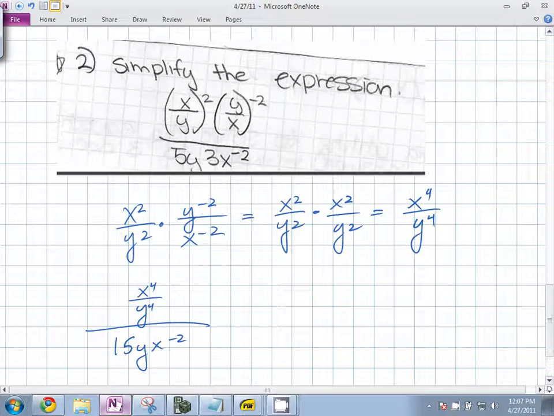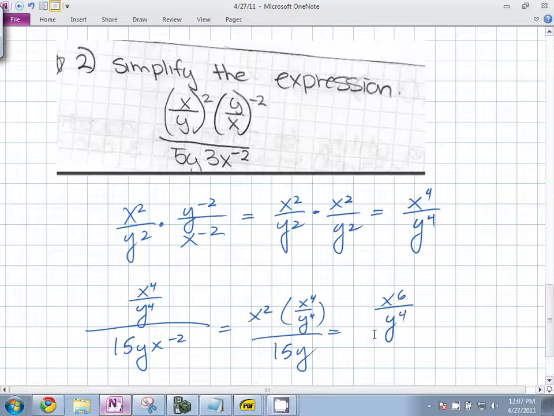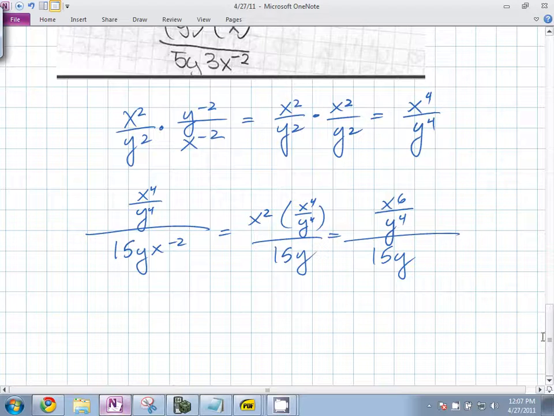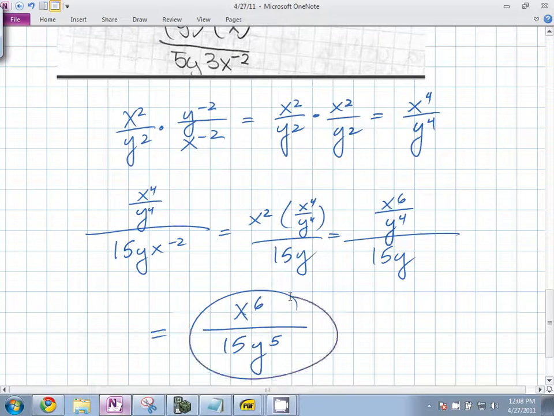What can you do with that x to the negative 2? Put it where? And make it positive. What does the top become? Dividing by 15y is the same thing as multiplying by 1 over 15y. So what does this become? x to the 6th over what? Yep. There it is. That's good. Very good.